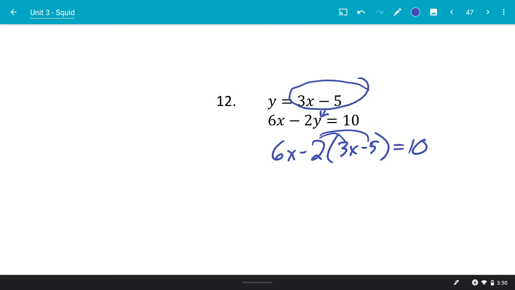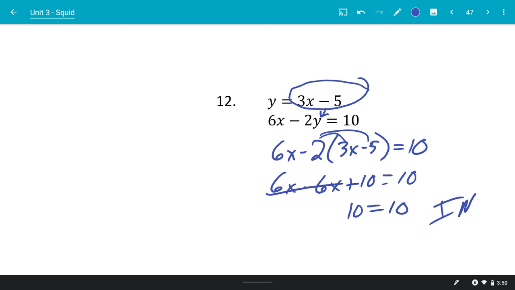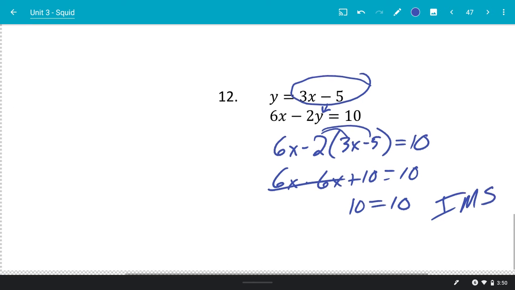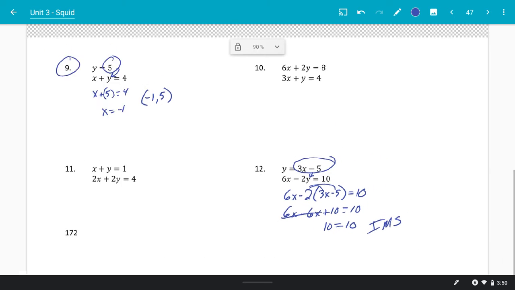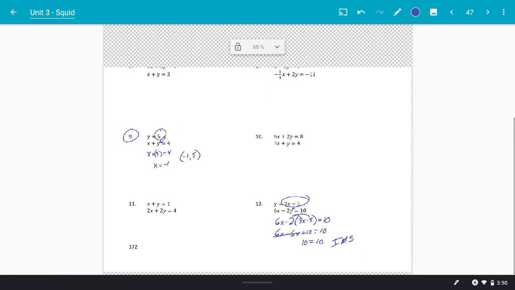I can distribute then. 6x minus 6x plus 10 equals 10. 6x minus 6x cancels, so I end up with 10 equals 10. Did I do something wrong? No, and this is true, so that's infinitely many solutions. That can absolutely happen.